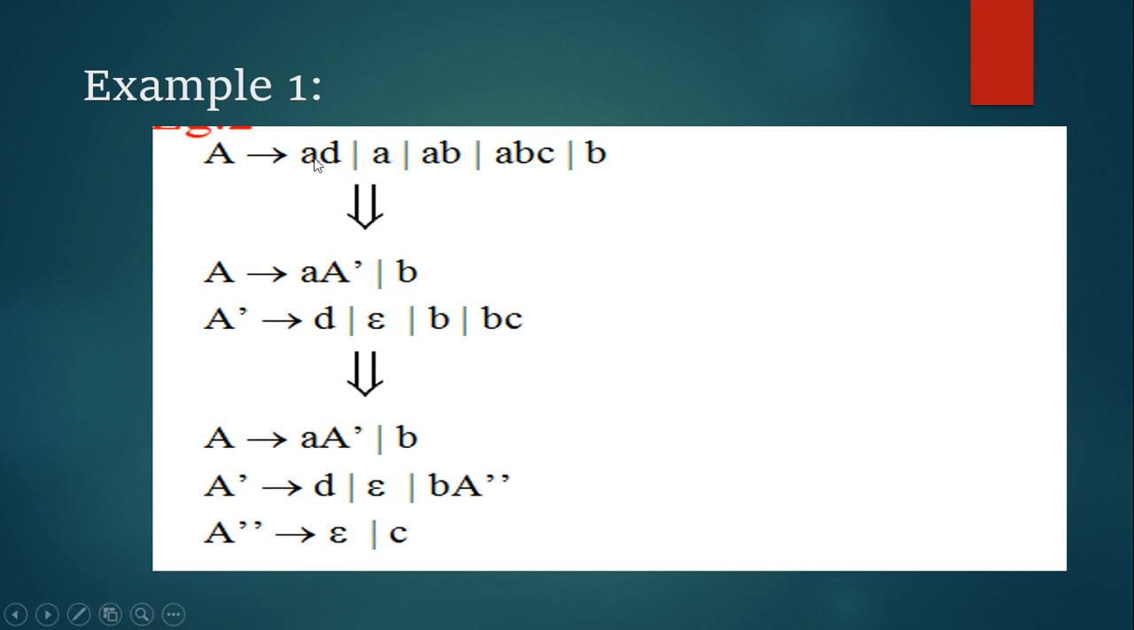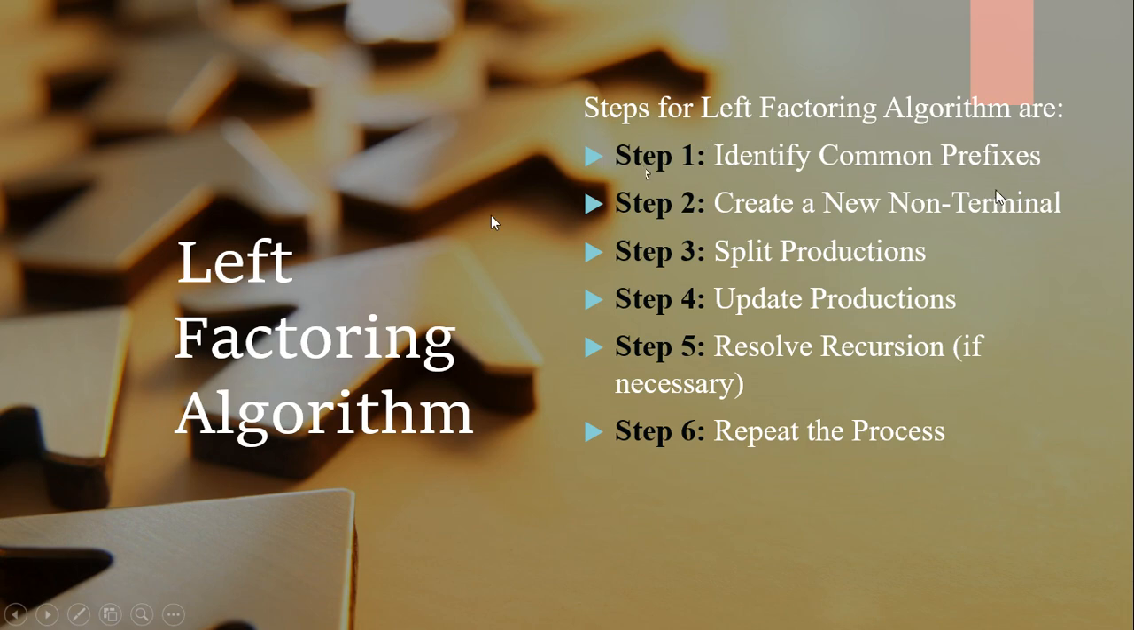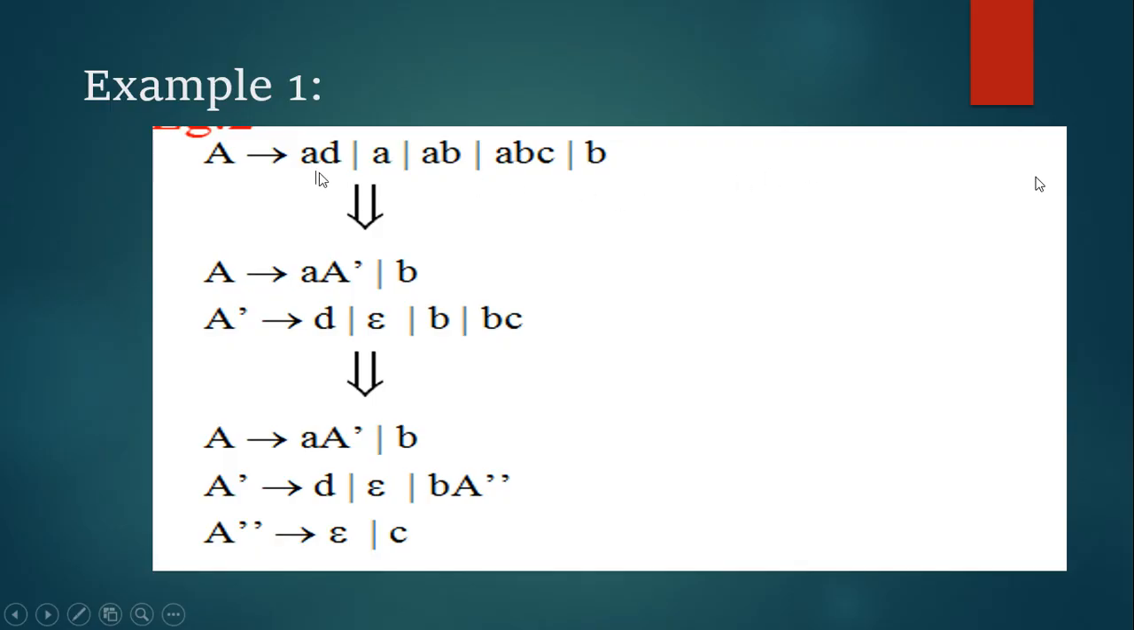Our first example: A to AD, where this pipe represents or. This is the production given in our question: AD or A or AB or ABC or B. Firstly, we have to identify the common prefix in the first step. Here the common prefix is small a in all the four strings given. So this can be represented as A to A, and where nothing is there after A, it is considered as epsilon.